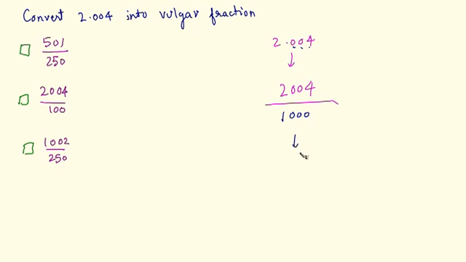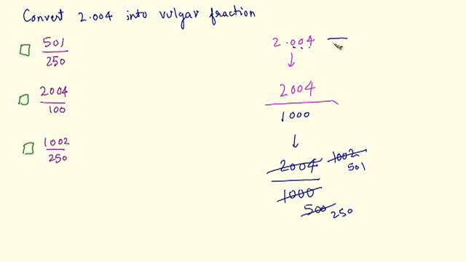Now I have to reduce this to the lowest term. So I will write 2004 divided by 1000. Now this can be divided by 2. So 1000 when divided by 2 gives 500, and 2004 when divided by 2 gives 1002. Again we can divide both the numerator and denominator by 2. If I divide 1002, I get 2 5s are 10, 2 zeros are 0, 2 1s are 2. If I divide 500 by 2, I get 250. So the answer is 501 by 250. Option A is our answer.